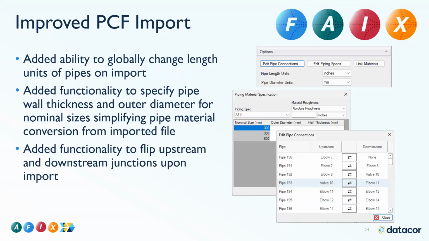Lastly, we added the functionality to flip upstream and downstream junctions upon import. Clicking the Edit Pipe Connections will open up this new window where you can specify the upstream downstream junctions to help fine-tune some of the information when you're bringing in a model. All of this is done upon import, so you can set all of this information up as you're trying to bring that model from PCF into the AFT software, and that can make it much quicker to make these adjustments so that you can get started right away modeling your pipe flow system with our software.